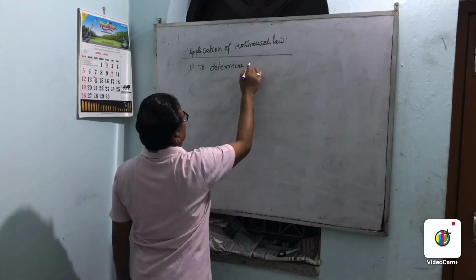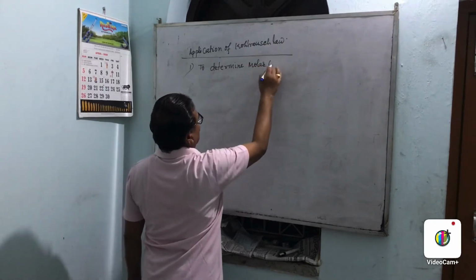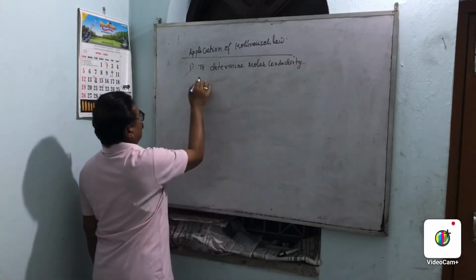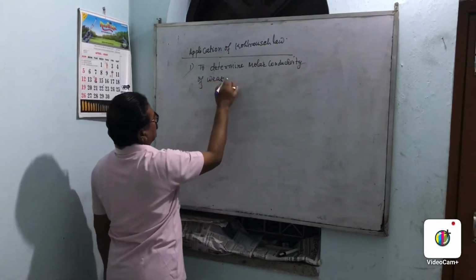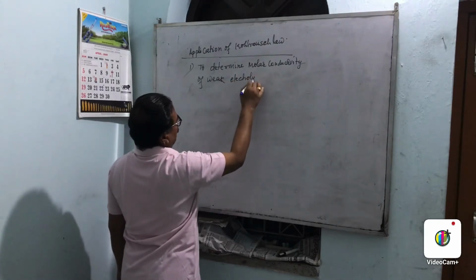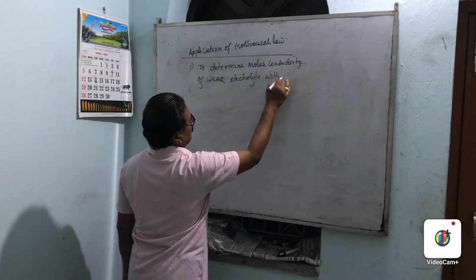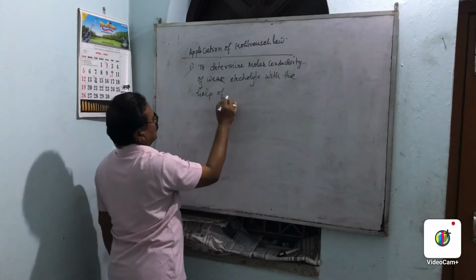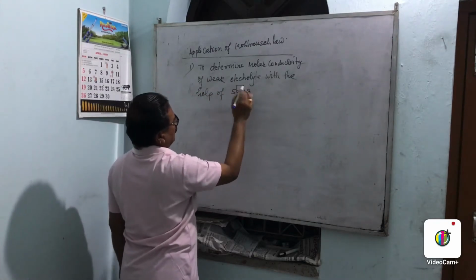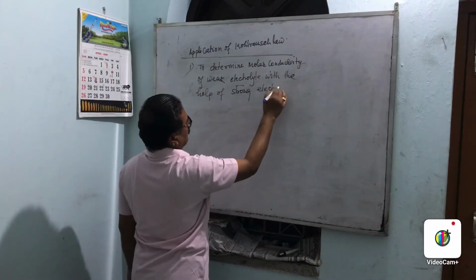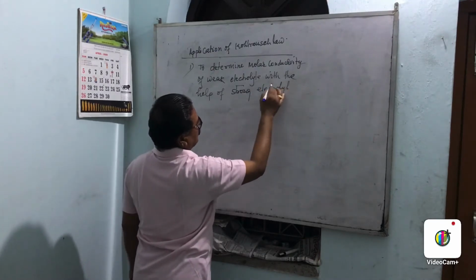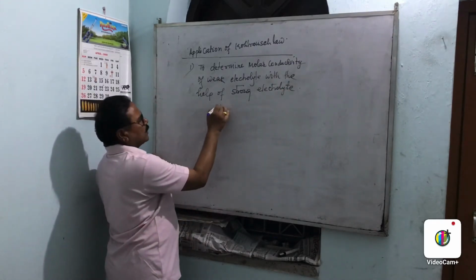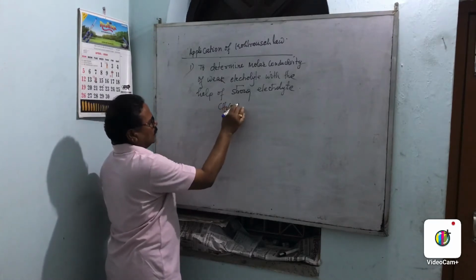To determine the molar conductivity of a weak electrolyte with the help of a strong electrolyte. Suppose we have to determine the molar conductivity of a weak electrolyte at infinite dilution.